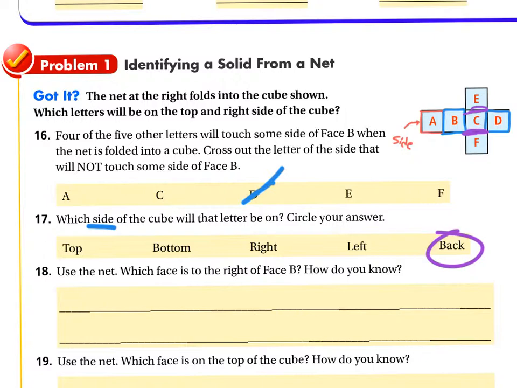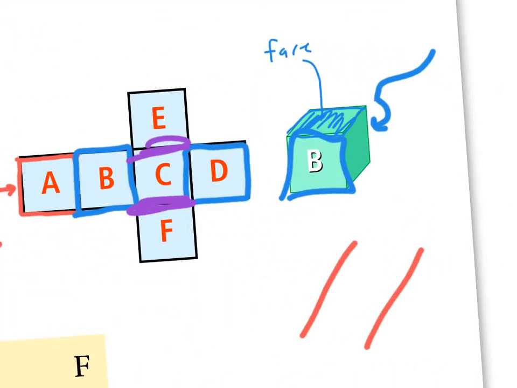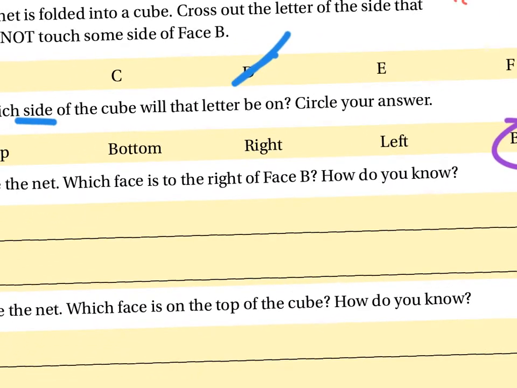All right, which face, using the net, is to the right of face B, and how do you know? Good, so just looking right here, going around the corner, that's to the right of B. Since the B's here are physically oriented the same, then we can follow that. So C is going to be to the right. And how do we know? It has to do with it being adjacent. It has to be adjacent and to the right.